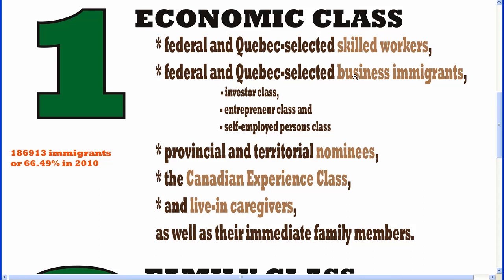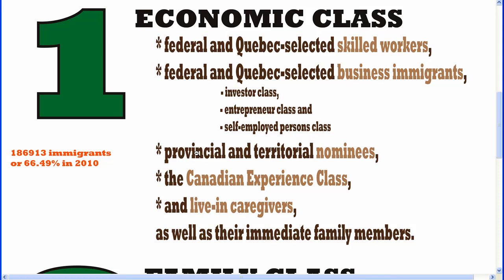Federal and Quebec selected business immigrants. For example, Quebec and the federal government have an investor category, where persons who can invest $800,000 in the Canadian economy can come to live in Canada. I will tell a little bit more about that later. Also, there is an entrepreneur class and a self-employed persons class. They all belong to the business immigrants.